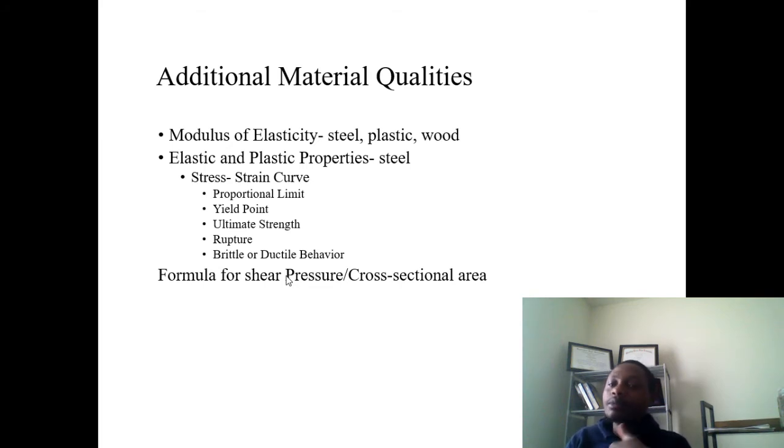Think about the proportional limit. Of course, we're not going to go into detail because I think that you have learned this in your other classes and you know what they mean. So make sure you go through these terms and be able to define them and be able to calculate shear.